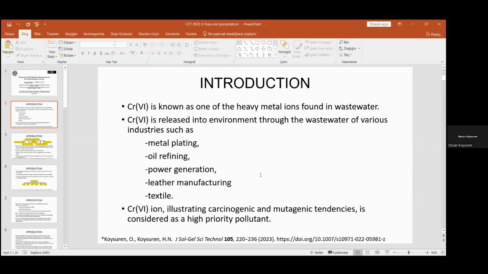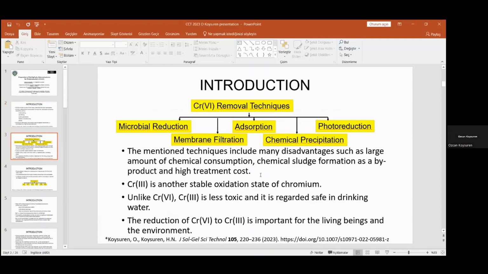There are some sources for chromium-6, like metal plating in industries or the refining, power generation, leather manufacturing, textile. These industries are the main source for chromium-6 to release into the wastewater. Chromium-6 is dangerous, it exhibits carcinogenic and mutagenic tendency, and it is considered a high priority pollutant. Then it needs to be removed from the wastewater or soil.